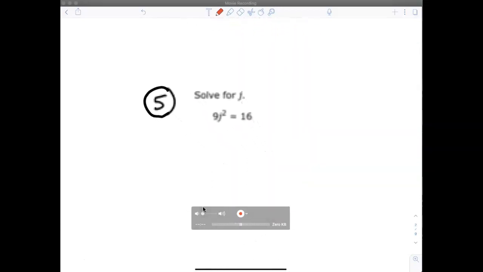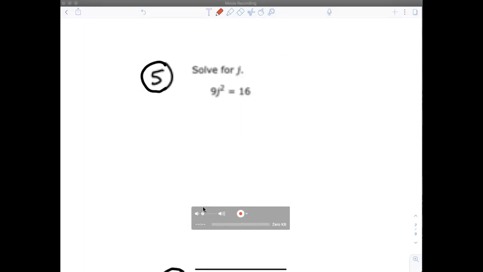Sorry, for some reason it came out small. And it's also a little blurry. So let's go ahead and rewrite this. 9j squared equals 16. I'm not sure why that happened. But again, we've got to isolate, so we're going to divide by 9, divide by 9. So now j squared equals 16 over 9.